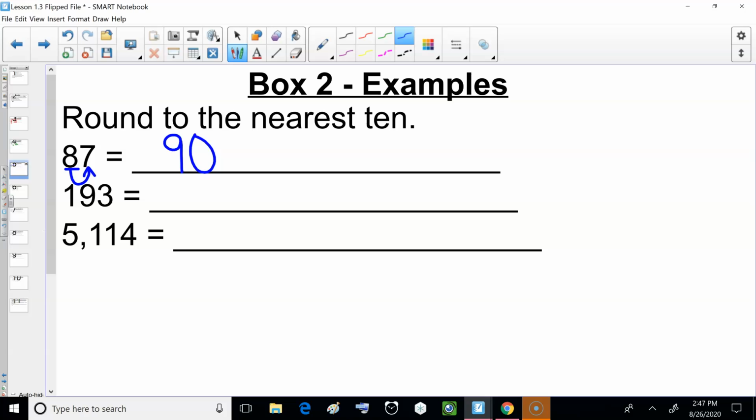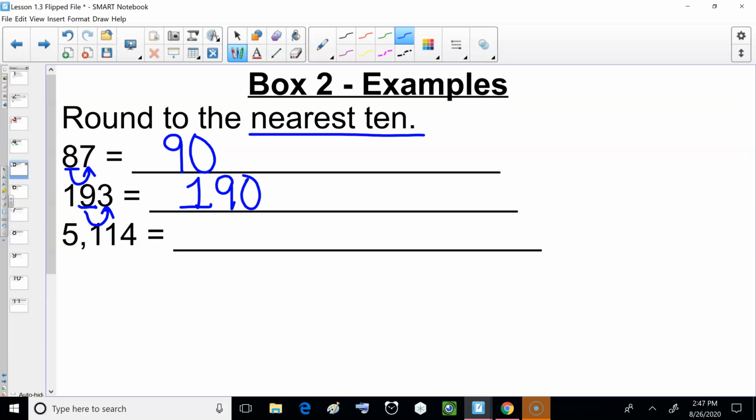193, I'm still looking for the tens place value. So I still got to go to the tens place value. I'm going to look at the one to the right, which is the ones. 3, we know that 4 or less keep the number the same. So 193 rounded to the nearest 10 would be 190.